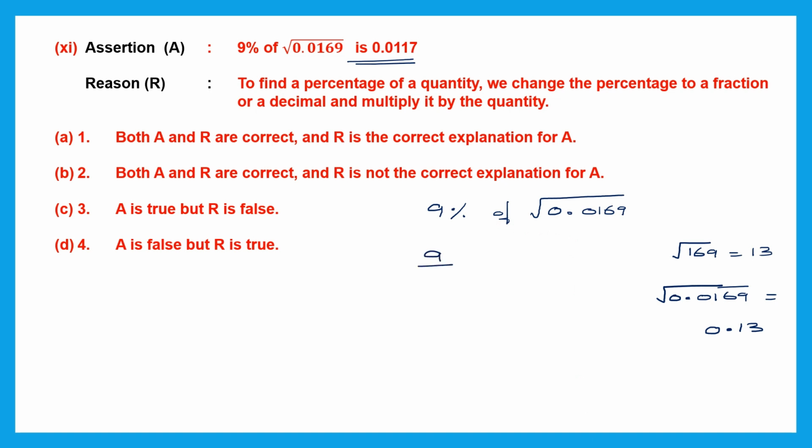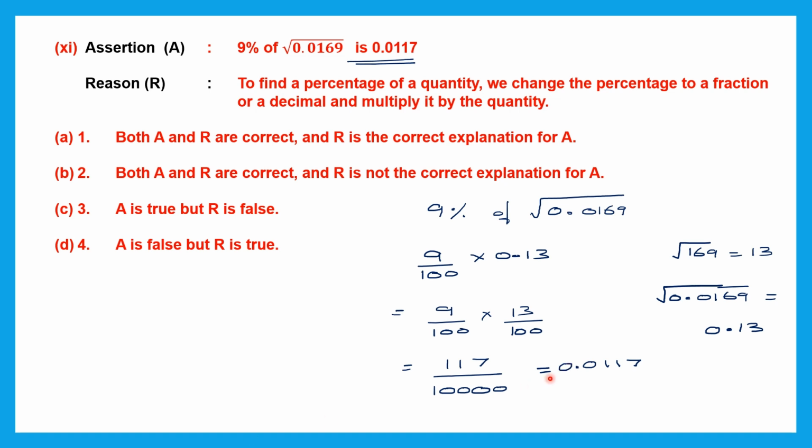So 9% means 9 by 100 into 0.13. Now we can write that as 9 by 100 into 13 by 100. Now 9 into 13 is 117 and 100 into 100, that is 1 followed by 2 zeros for 100, another 2 zeros for the next 100. So this is 117 divided by 10,000. Now we are going to place a decimal point for this number by counting the number of zeros. 1, 2, 3, 4. So there should be 4 decimal places in our answer. Now 117 has 3 digits. Now let's put 4 decimal places. So 1, 2, 3. Now put one more 0 and then a point. So now we get 4 decimal places. So this is the answer.